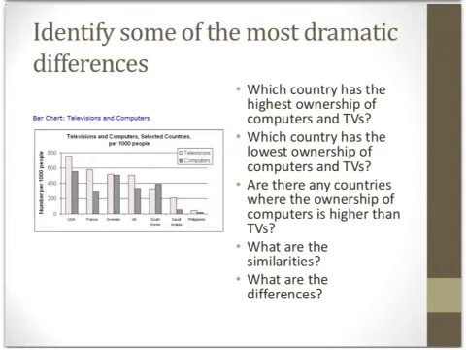So first of all, you will identify some of the most dramatic differences. As I mentioned earlier, which country has the highest ownership of computers and TVs? It's the USA. Which country has the lowest ownership of computers and TVs? It's the Philippines. In France, in Sweden, in the UK, and in Saudi, the number of people who own televisions is more. But South Korea is different. More people own computers in South Korea.